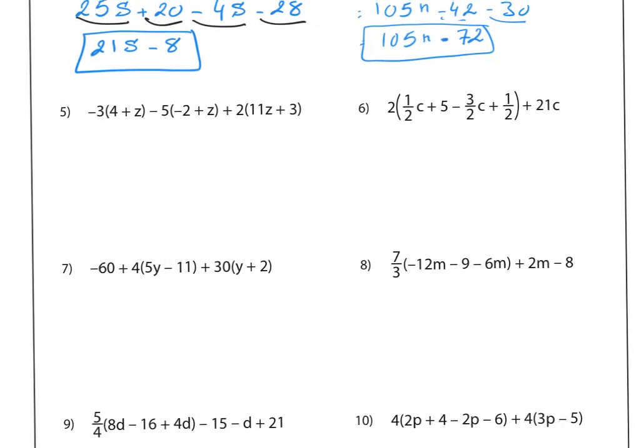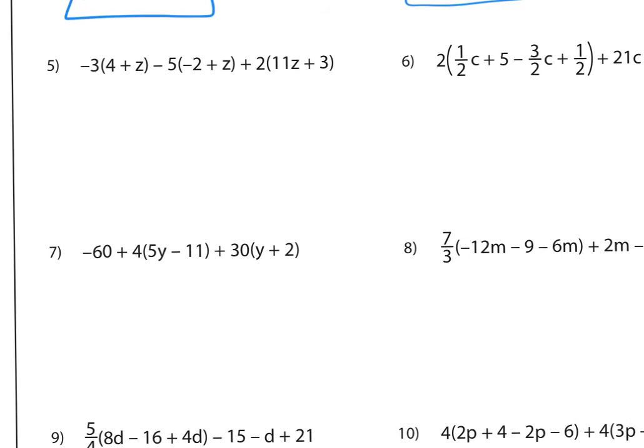All right, so in problem number 5, we get negative 3 parentheses 4 plus z, negative 5, minus 5 times negative 2 plus z, plus 2 times 11z plus 3. So again, we need to get rid of parentheses here. We're going to distribute negative 3 with 4, and negative 3 with z. We do the same thing here, negative 5 with negative 2, and negative 5 with z. And for the last one, 2 times 11z and 2 times 3, right?